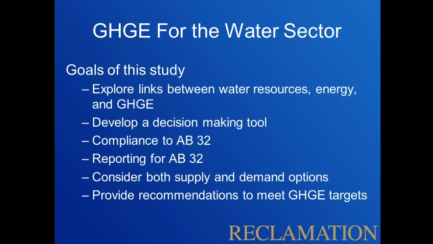So for this study specifically, which, like I said, when we first started has really evolved, but the initial goals, and we've stuck to them fairly well, are to explore the links between water resources, energy, and greenhouse gas emissions, to develop a decision-making tool, which is the greenhouse gas emissions tool I'm going to demonstrate in just a moment, that will allow the water sector to comply with AB 32 and show reporting criteria for AB 32. So to show, well, see, we've done this for our projects to evaluate their greenhouse gas emission reduction potential. This study considers both supply and demand options to reduce greenhouse gas emissions and provides recommendations to meet greenhouse gas emissions targets.